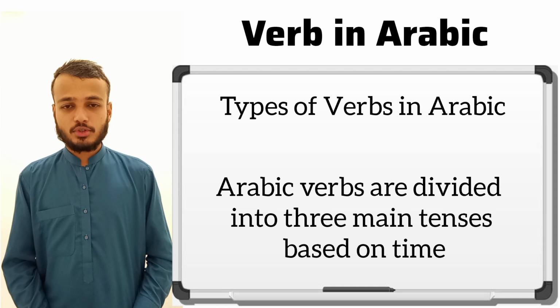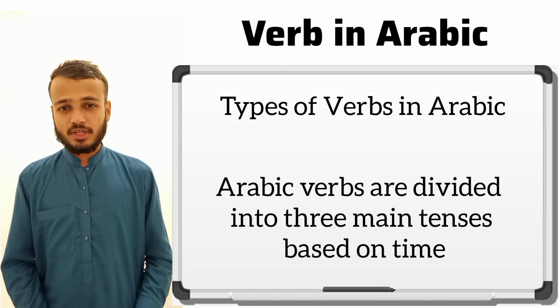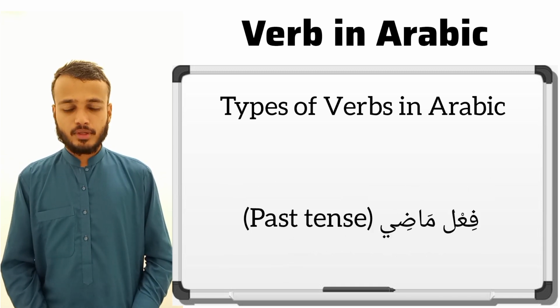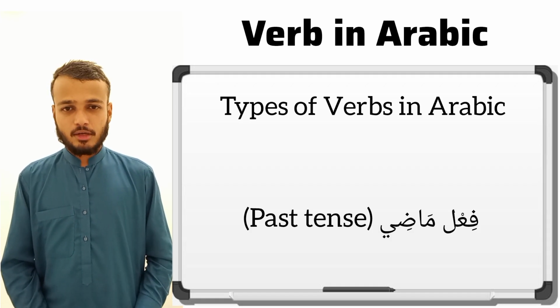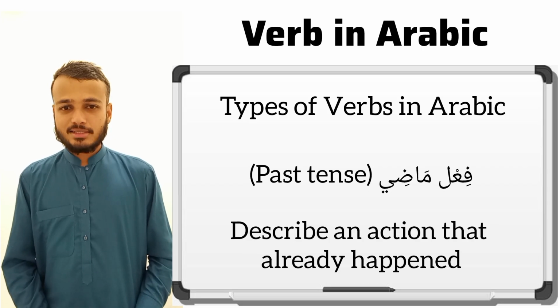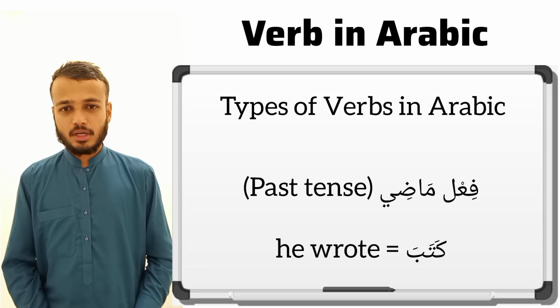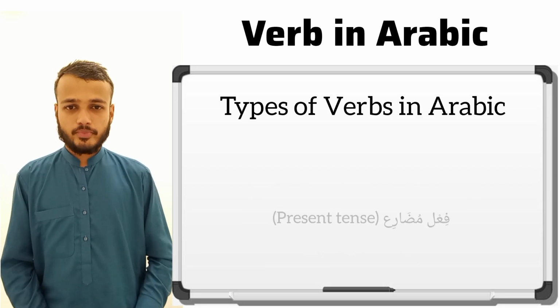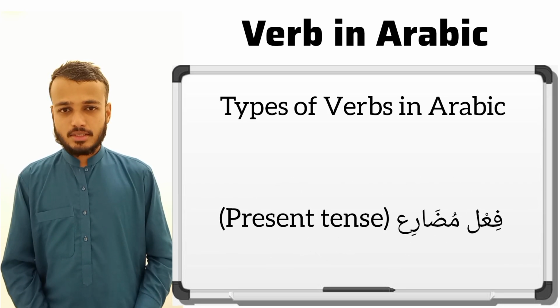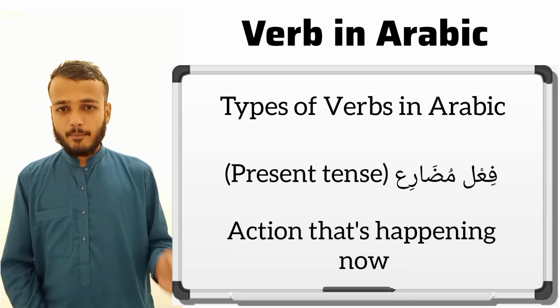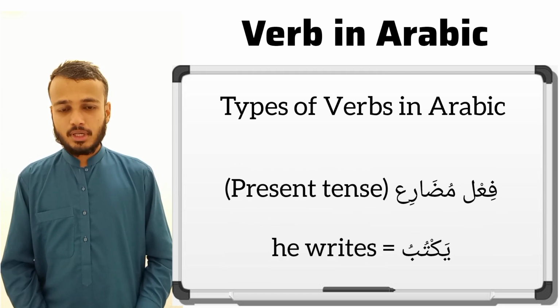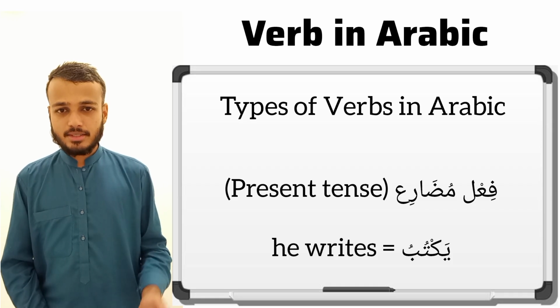In Arabic, words, or we can say fi'ls, are divided into three main tenses based on time. For example, past tense. In Arabic, past tense means fi'l madi. Past tense is a tense that describes an action that already happened. For example, kataba, he wrote. Second is present tense. In Arabic, present tense means fi'l mudari'a. Present tense is a tense that describes an action that is happening now. For example, yaktubu, he writes.